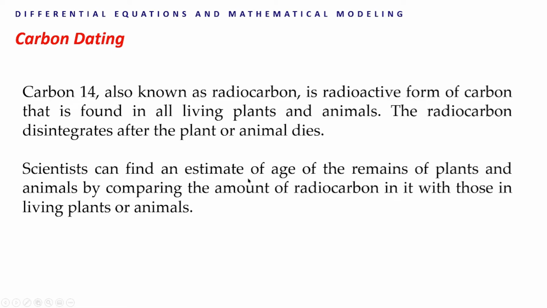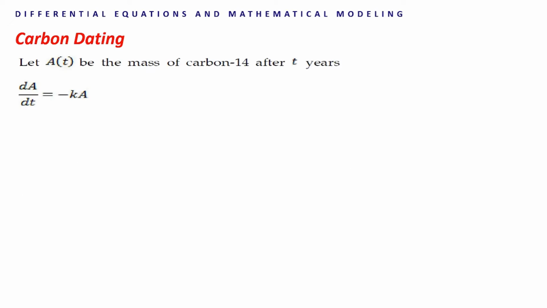Scientists can find an estimate of the age of the remains of plants and animals by comparing the amount of radiocarbon in these remains with that present in the living plants and animals. Remains means the bones or all those things which we get. If you want to estimate the age of those, then carbon dating is useful. Now we will see how differential equations come into the picture.